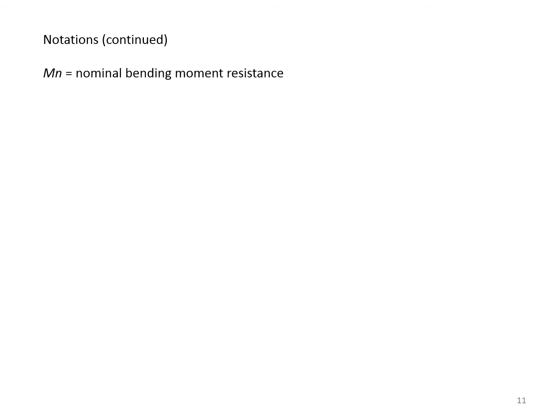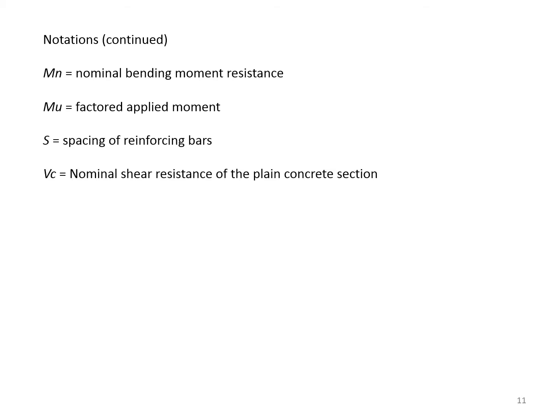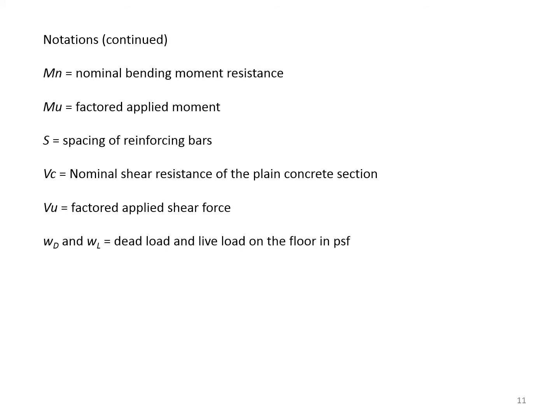Mn is a nominal bending moment resistance. Mu is a factored applied moment. S is a spacing of reinforcing bars. Vc is a nominal shear resistance of the plain concrete section. And Vu is a factored applied shear force. We also introduced Wd and Wl as a dead load and live load respectively on the floor, which has units of pounds per square foot.